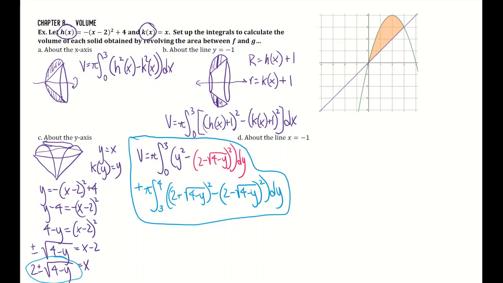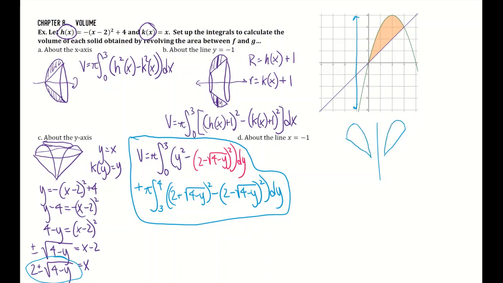Okay, in the last part of this example, we are rotating around x equals -1, which is right here. So we are not rotating around the y-axis, we are rotating around a vertical line. And I am going to have to use the washer method again. My function, when I rotate it around, will look something like this. Just going to do a quick sketch.